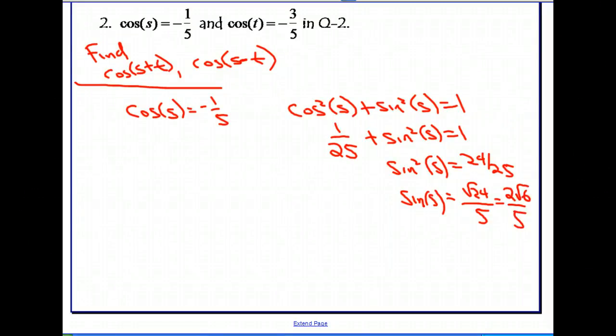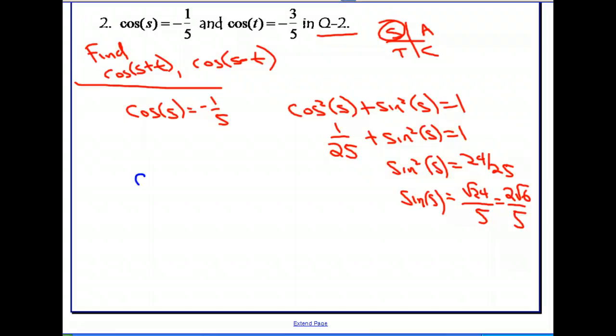So a messier number. And you're thinking, wait, plus or minus? Guys, quadrant 2, a smart trig class. Quadrant 2, the sine is positive. All right, similarly, let's find the sine of t.